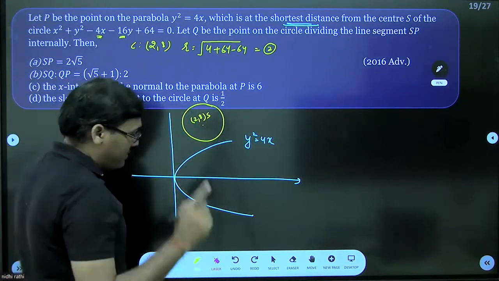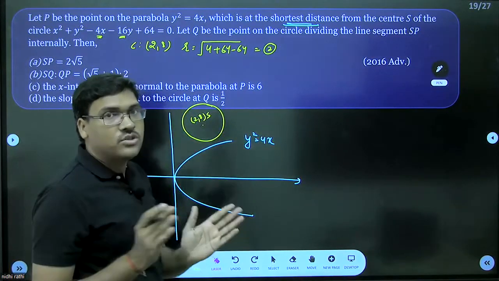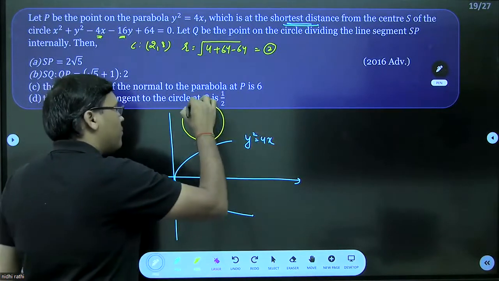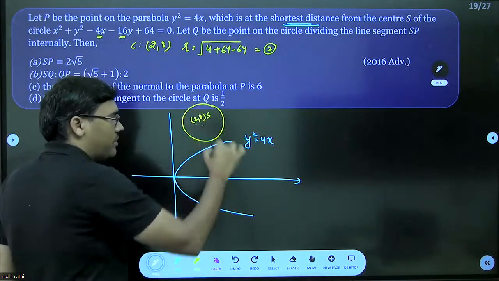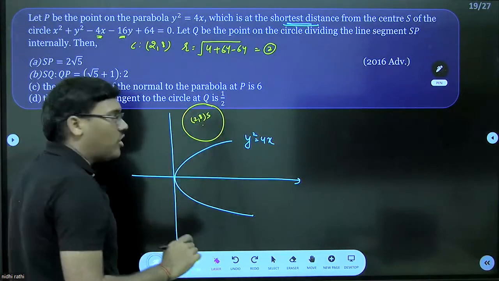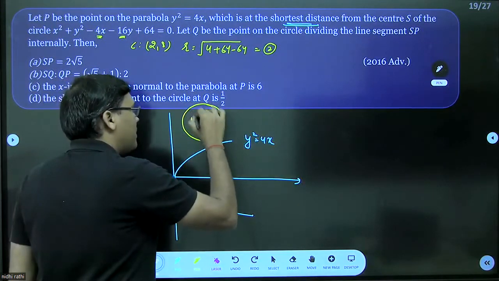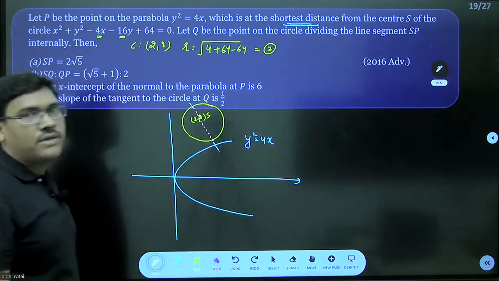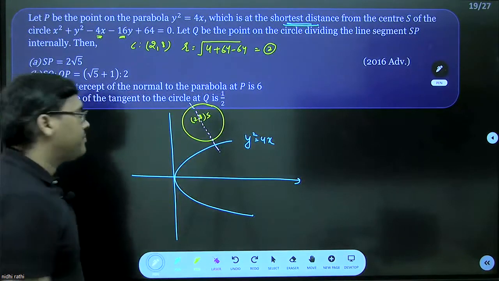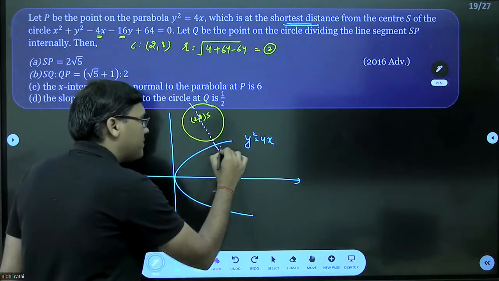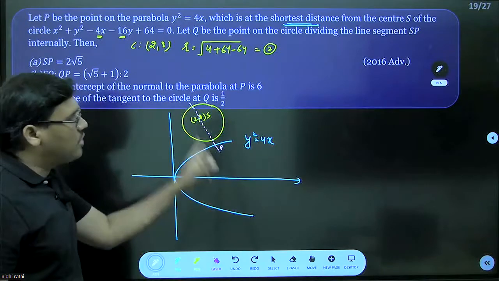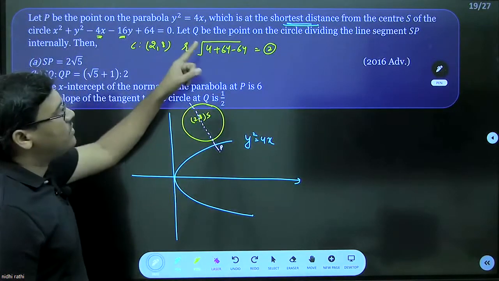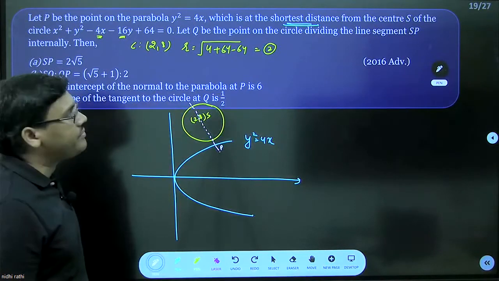Now we discussed one question already on the shortest distance. Shortest distance always lie along the common normal. So can we say, if you draw normal which is the line which is normal to both the curve, that is common normal, the shortest distance will lie along this. And in case of circle, normal always passes through the center. So you can see this point P, which is at the common normal, will be at the shortest distance from this center S.